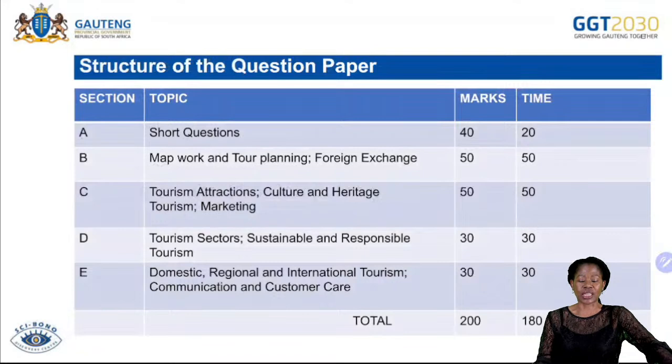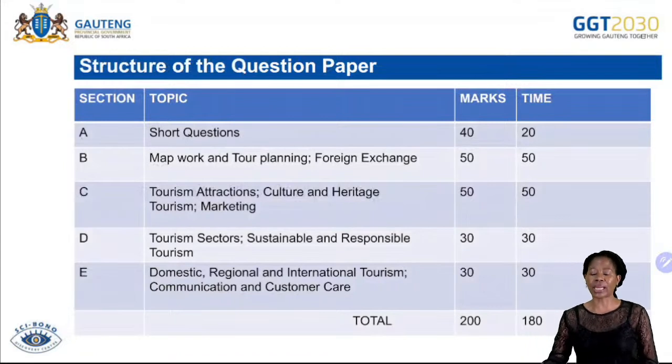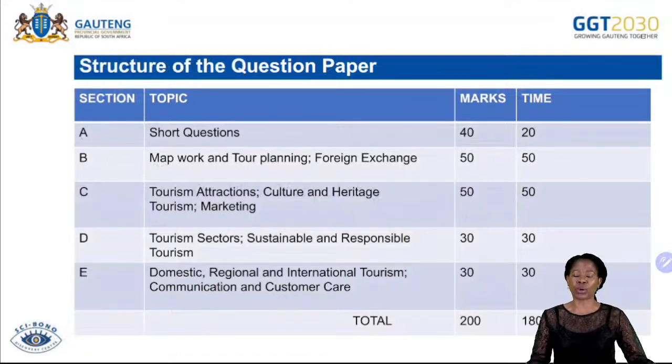minutes. Section C, tourism attractions, culture and heritage, tourism and marketing, which you are going to write out of 50 marks, and then please spend 50 minutes in that section. And then we have section D. Section D consists of tourism sectors, sustainable and responsible tourism, which carries 30 marks. And then you spend 30 minutes in that section.